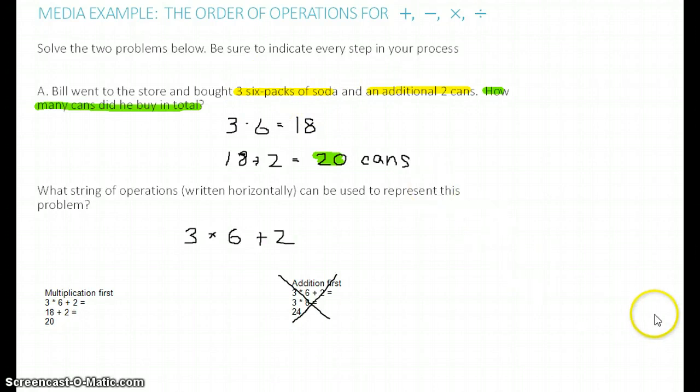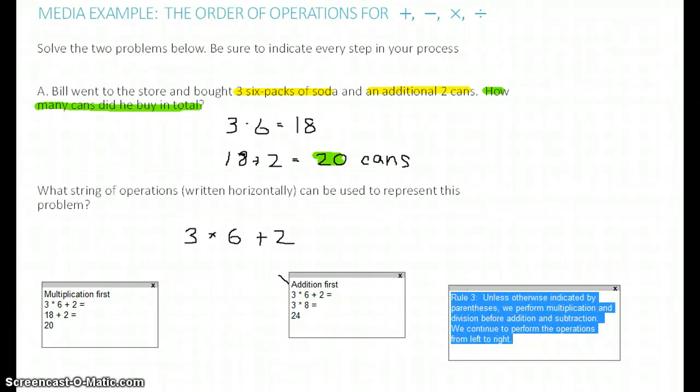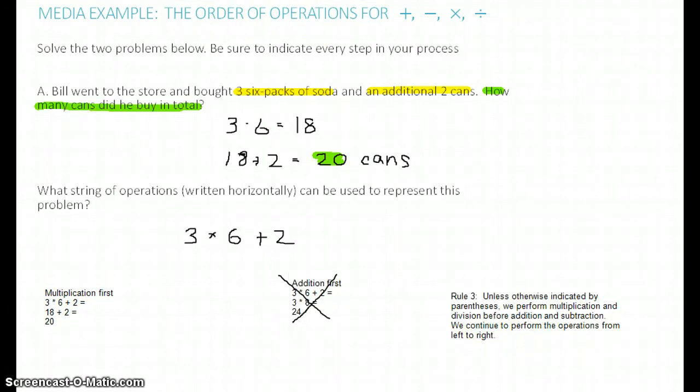So now we have to think of what our general convention is going to be no matter which operation comes first. So rule number 3: unless otherwise indicated by parentheses, we perform multiplication and division before addition and subtraction. Let's highlight before in a different color. And we're going to continue to perform the operations from left to right. So when we're given a problem, from left to right we scan for any multiplication or division, just like we did in a plain old multiplication division problem. Then when we have our results, we'll do any addition or subtraction again from left to right.